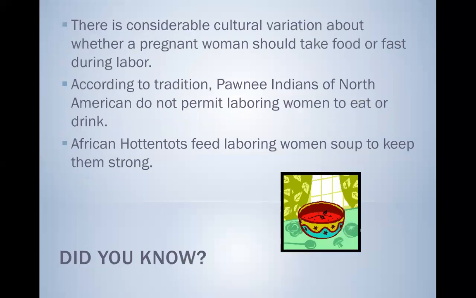So here's just an example of some of those cultural aspects that could impact the care that we provide. There's a wide variation of whether laboring moms should eat food. So the Pawnee Indians do not permit laboring women to eat or drink, whereas the African culture wants women to keep drinking some soup to keep them strong during labor. We kind of find a happy medium where most hospital policies is clear liquids. And so they can have Jello and juice and as much water as they want and popsicles to keep them going.